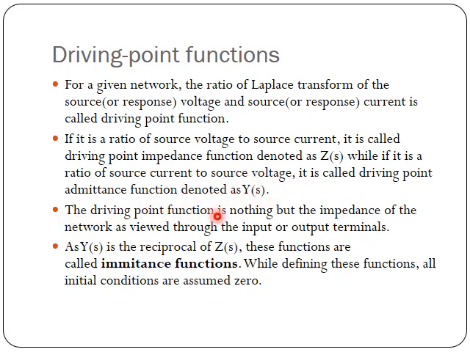The driving point function is nothing but the impedance of the network as viewed through the input or the output terminals. As YS is the reciprocal of ZS, these functions are generally termed immittance functions. Immittance is a combination of impedance and admittance. So both driving point functions YS and ZS can be combined and called the immittance function. Now the condition that the initial conditions are assumed 0 holds good in this case as well.